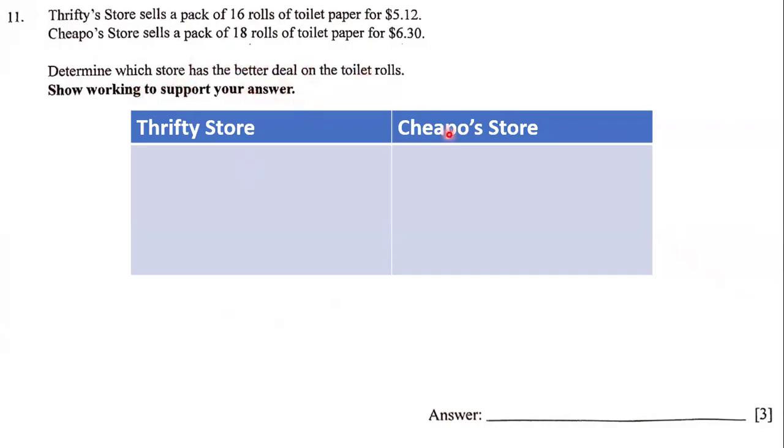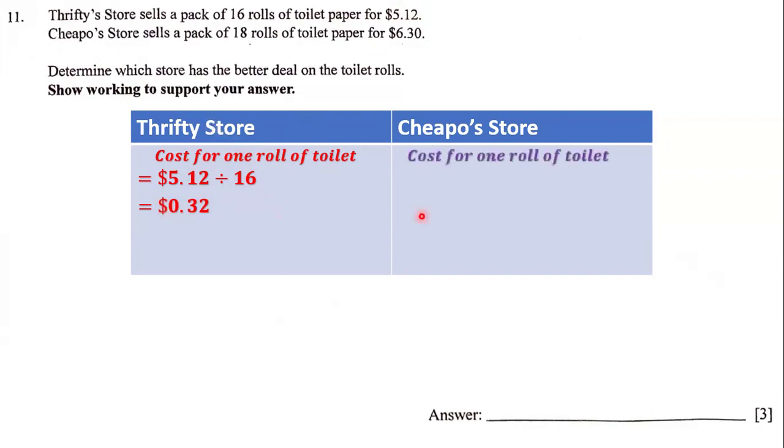And so here we have this table. This one is for Thrifty Store, and this one we have Cheapo Store. What we're going to do is figure out the cost for one roll of toilet paper at Thrifty Store. Well, we know that 16 rolls of toilet paper is for $5.12. What's the cost of one roll? Well, the cost of one roll is going to be $5.12 divided by 16, and $5.12 divided by 16 gives us 0.32. So it costs 32 cents for one roll of toilet paper at Thrifty Store.